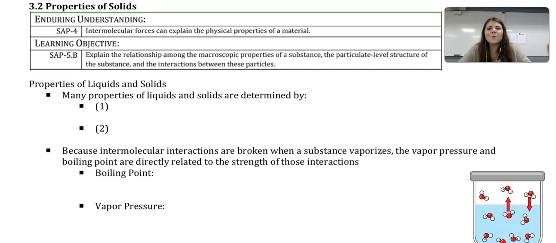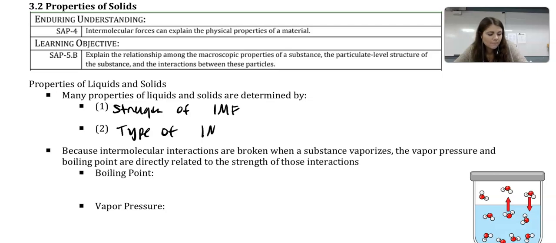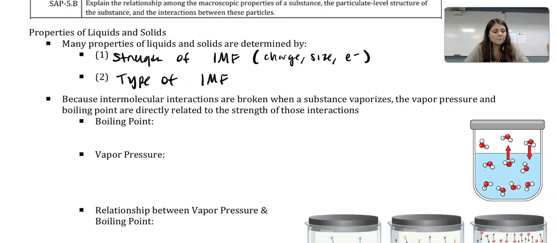First things first, the properties of liquids and solids are going to be determined by two things: the strength of the intermolecular force as well as the type. Because if we know the different types, that can help us figure out strength. But remember that strength can also be changed based off different factors like charge, size, and more electrons. Those are things we also have to take into consideration.